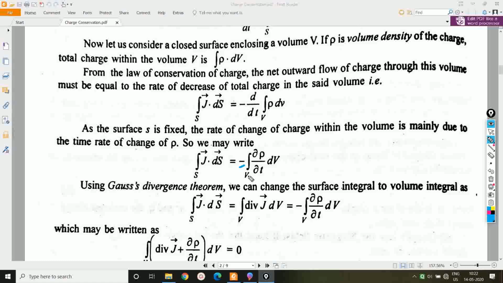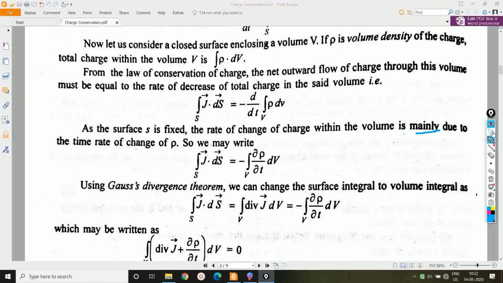What about the partial derivative? Why is it a partial derivative? The partial derivative arrives because the surface S is fixed and the rate of change of charge within the volume is mainly due to the time rate of change of rho. No other parameter is changing here, only your rho, the charge density, that is charge per unit volume, is changing. That is why instead of d dt we are putting a partial derivative here.